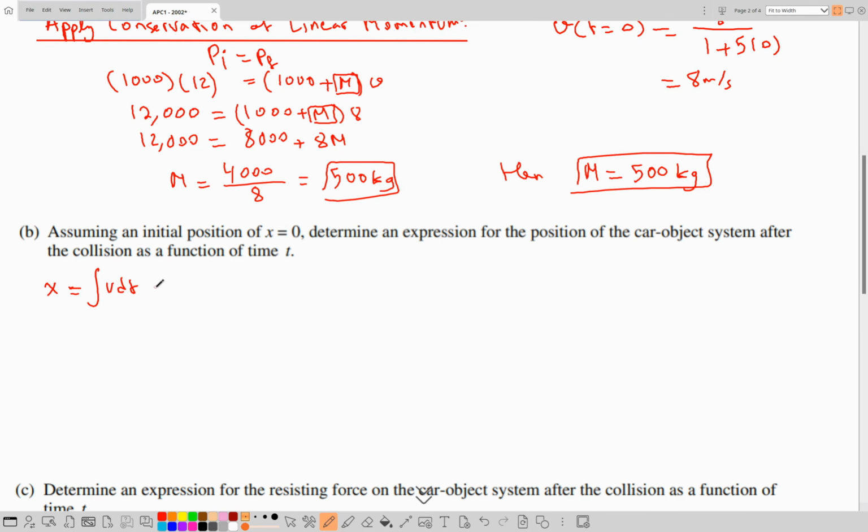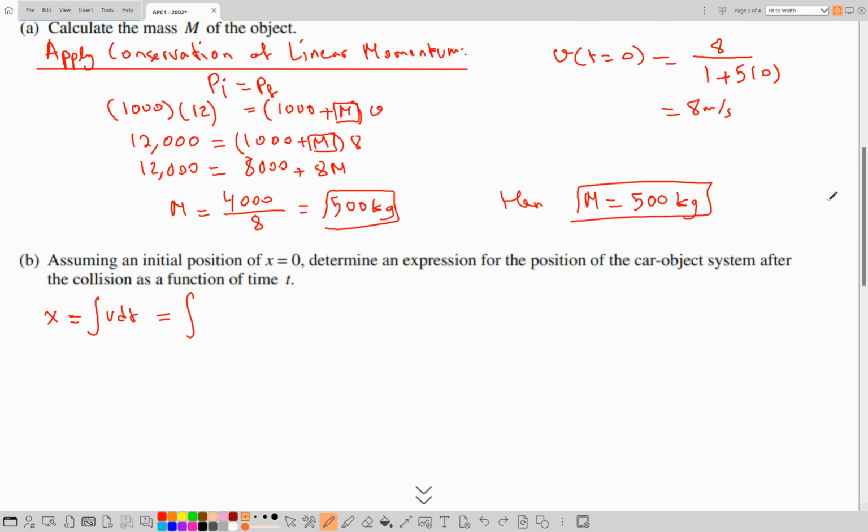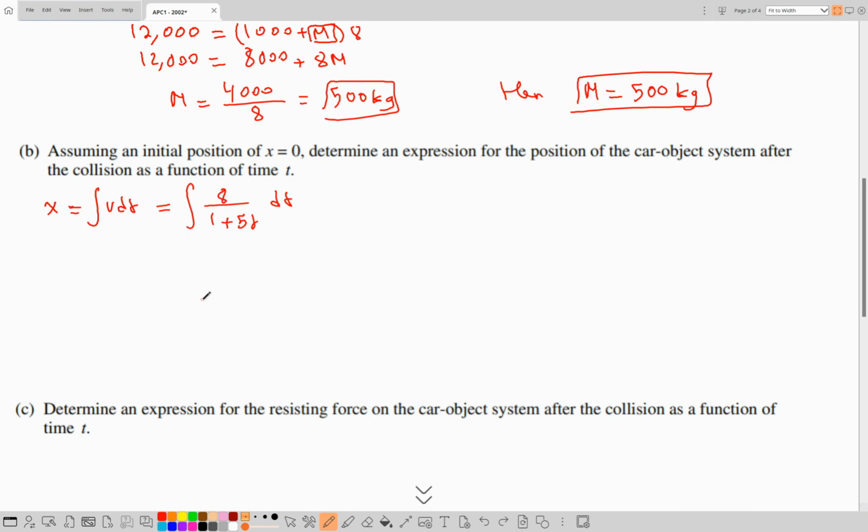Now that would be the integral of the function that we have, 8 divided by 1 plus 5t, and we're integrating over time. So how are we going to integrate this function? We can proceed by change of variable.